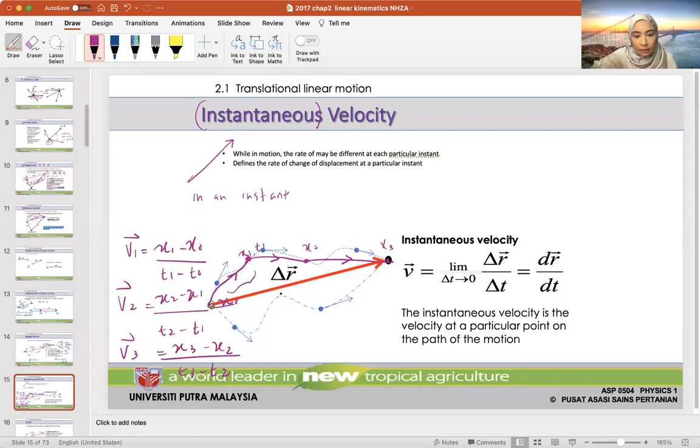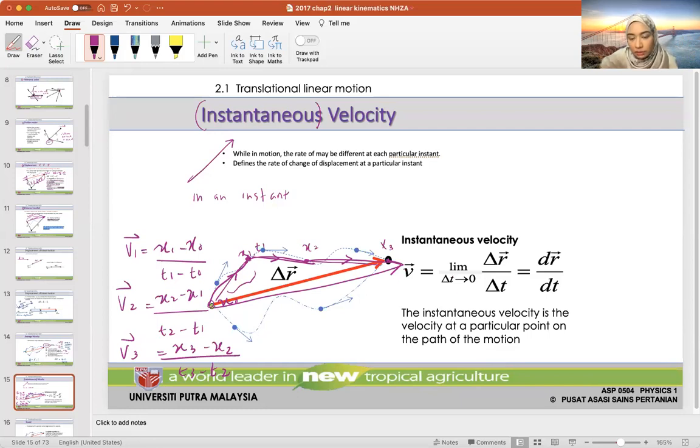Kalau average, kita ambil daripada sini ke sini. Kita ambil total displacement bahagi dengan total time. That is your average velocity. For instantaneous, kita ambil sekerat-sekerat je. Kita ambil sekerat. Direction dia pun berubah-ubah if you notice. So that is instantaneous velocity. It will be at a shorter duration compared to the average.